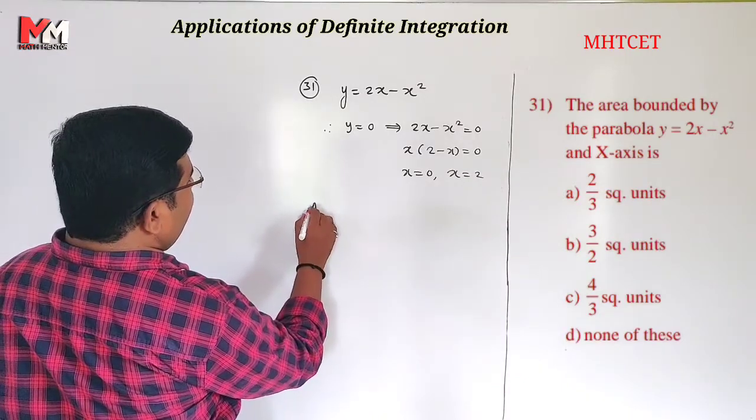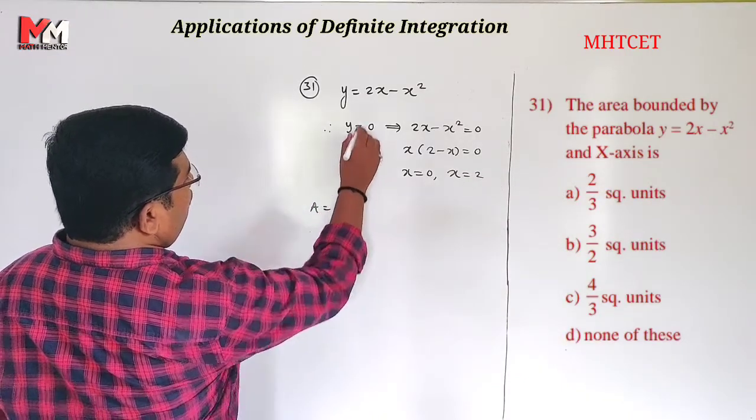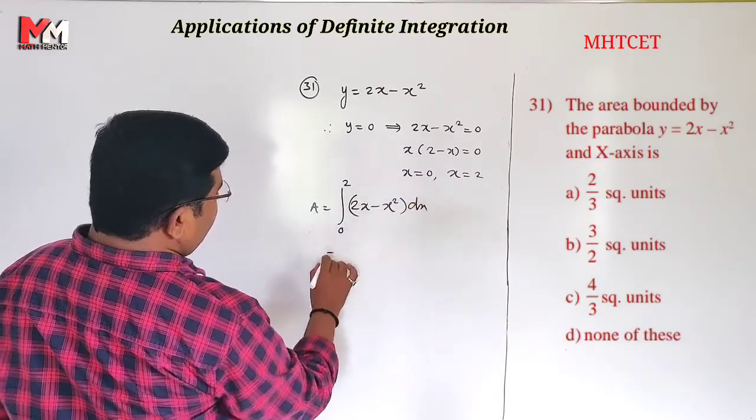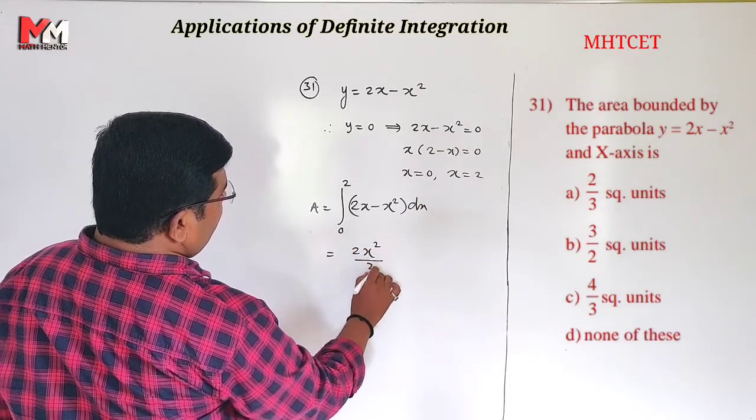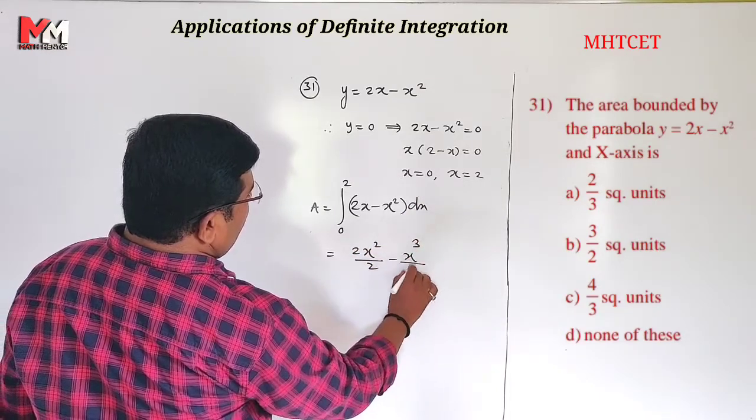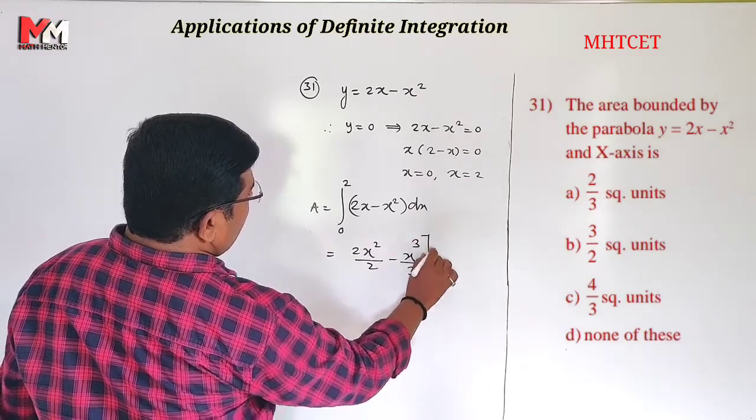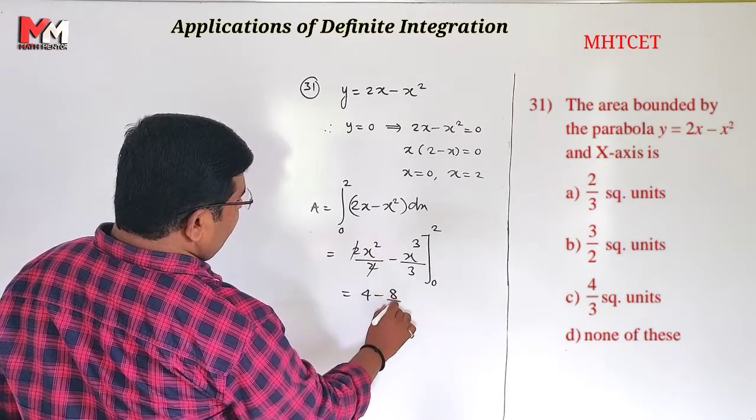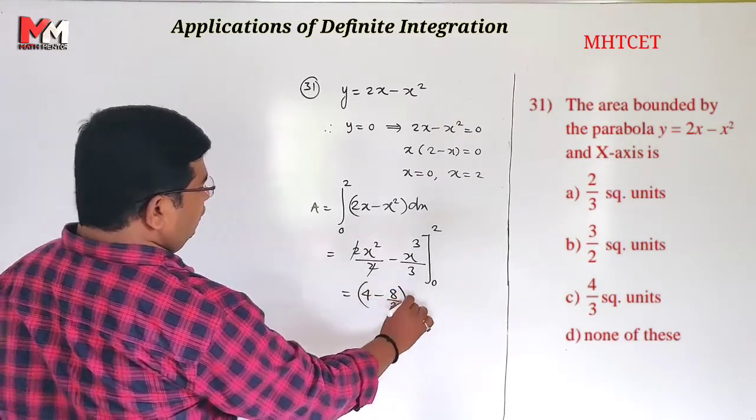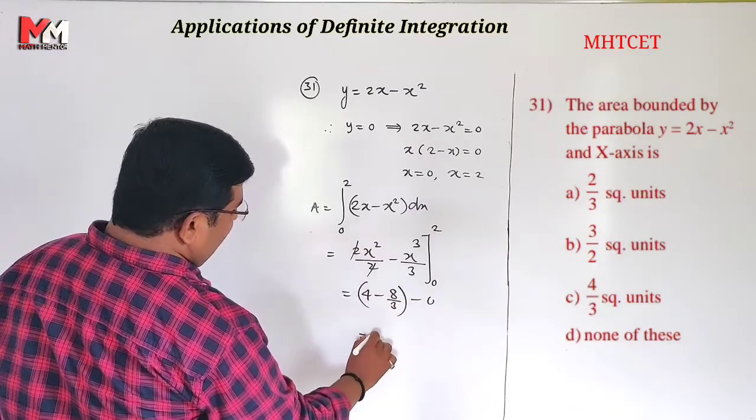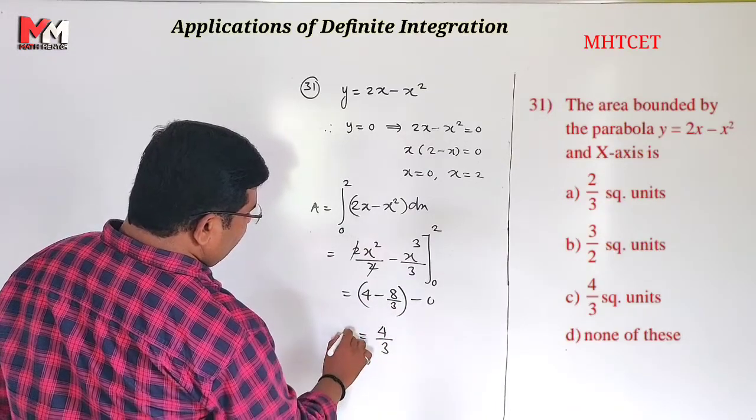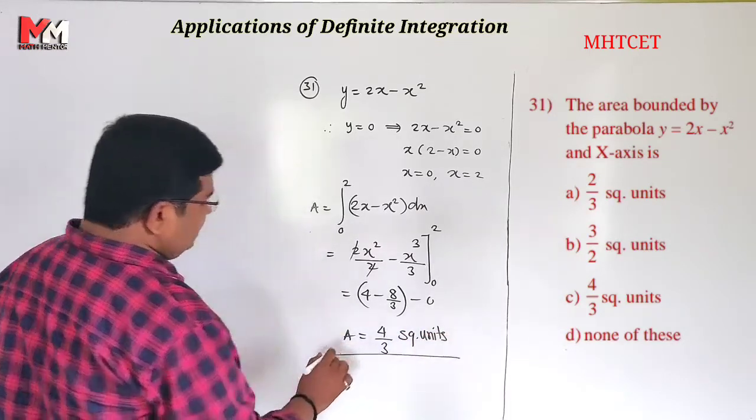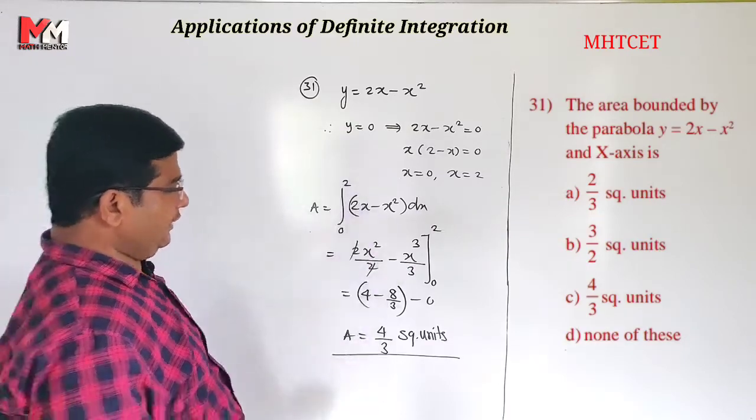Therefore the area is the integration from 0 to 2 of 2x minus x square dx. Integration of 2x is 2x square by 2, integration of x square is x cube by 3, from 0 to 2. So 2 square is 4, 4 minus 2 cube is 8, 8 by 3 minus 0. So this is 12 minus 8, which is 4. 4 by 3 is the area in square units. So check the answer of MCQ number 31, that is option C.